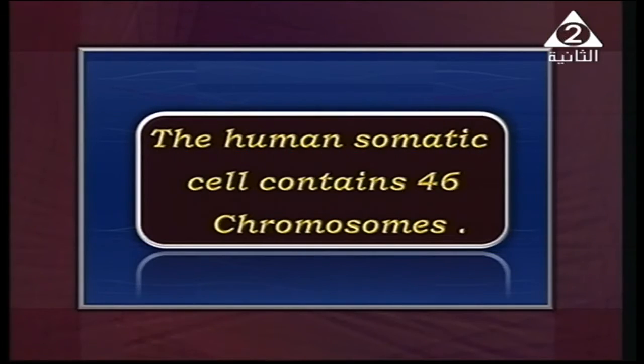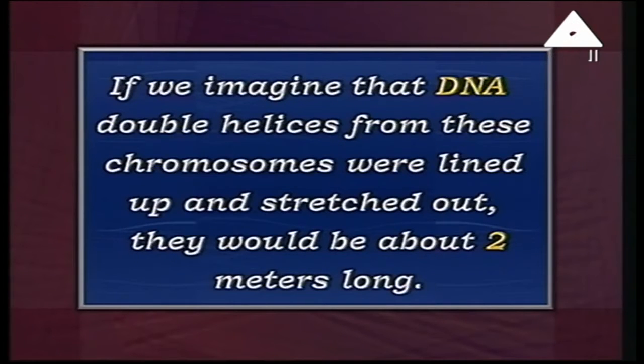The human somatic cells contain about 46 chromosomes, okay? And right now we need to know how these groups of chromosomes, histones and non-histones, are packed and condensed inside the nucleus. If we imagine the DNA double helix from these chromosomes stretched out in a linear form, it would be about 2 meters in length, okay?